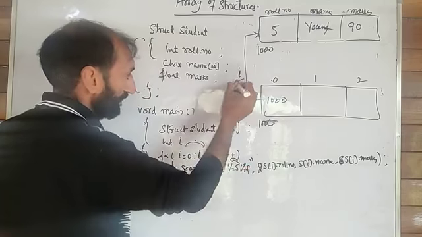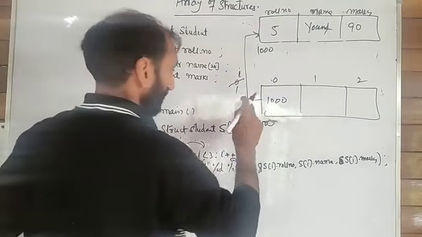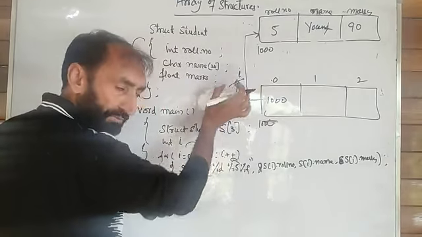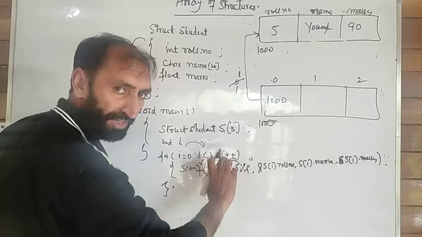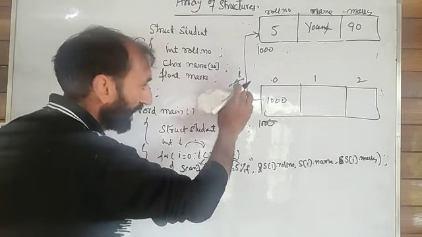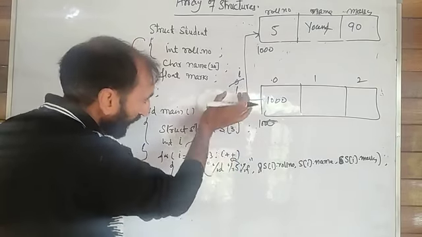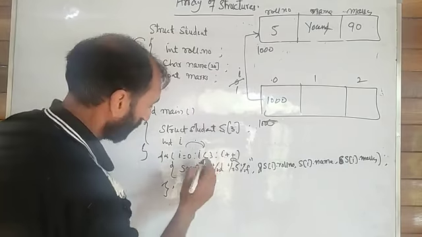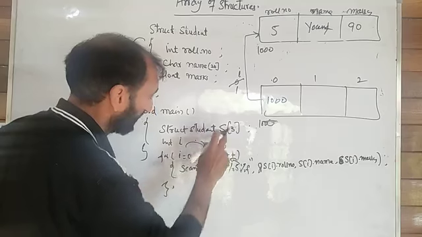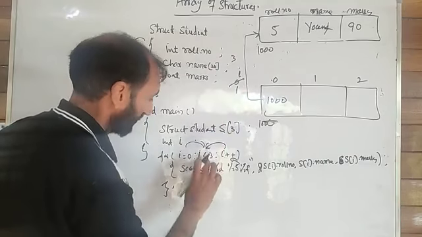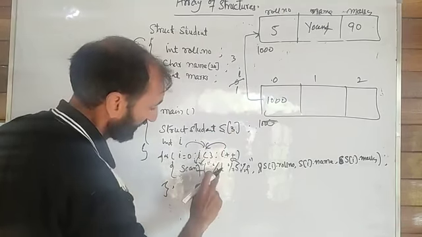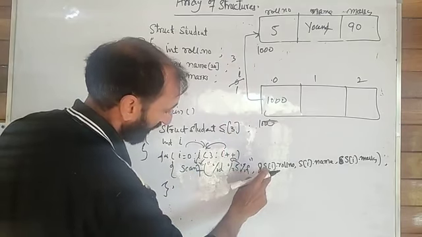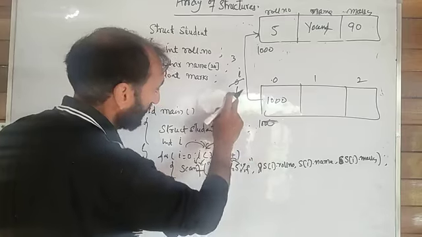i plus plus. It will now be 1, because we know that the plus plus operator increments the previous value by 1. So i equal to 1. Now the present value of i is 1. So here control will go. i less than 3, 1 less than 3. Yes, the condition is true. When the condition is true, it will enter here. Scanf %d, %s, %f. Address of s[i]. s[i] means s[1].